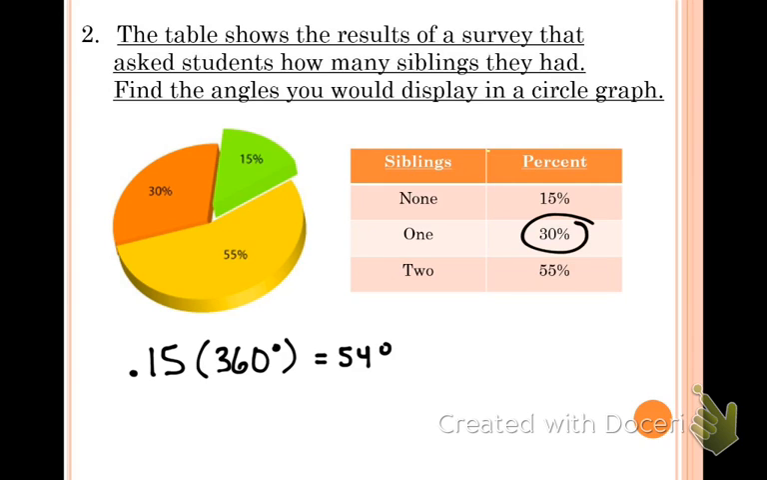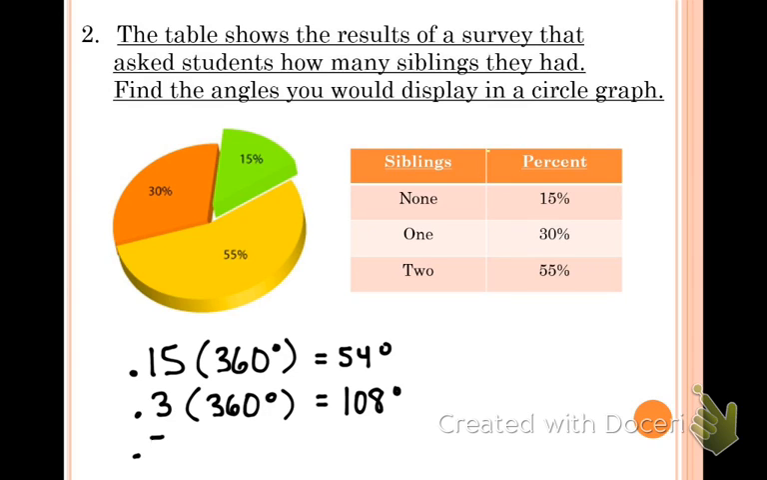It says this one is 30%, so change that to a decimal and we get 0.3 times 360. I want you to do that on your own, and then go ahead and do the final one also, for 55%. Okay, what'd you guys get for that 30%? 108 degrees. Then for the last one, we changed it to 0.55, multiplied it times 360 degrees, and what'd you guys get? 198 degrees. Okay, go ahead and have a seat.